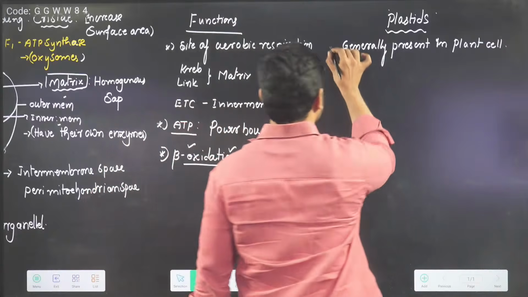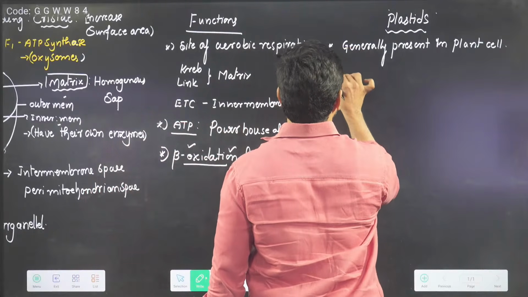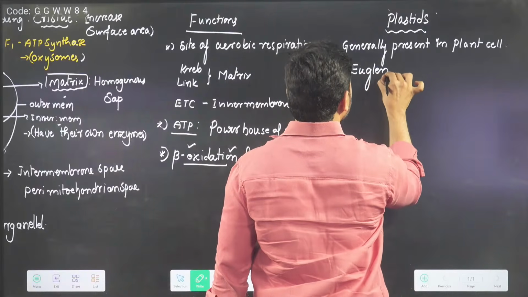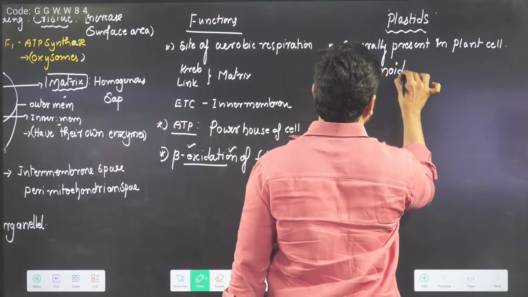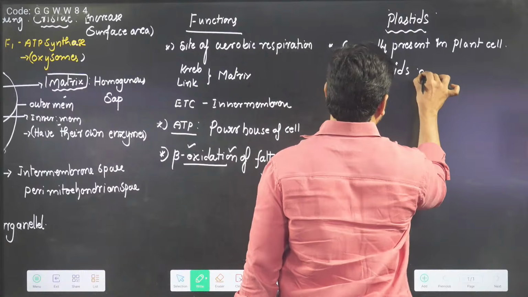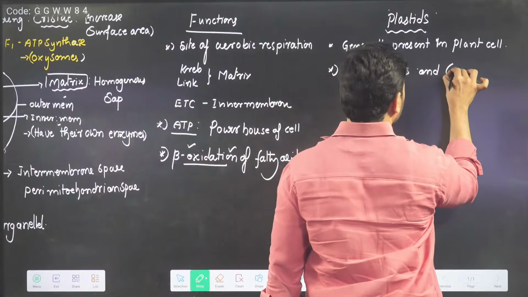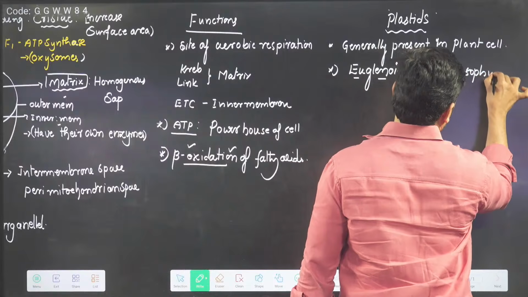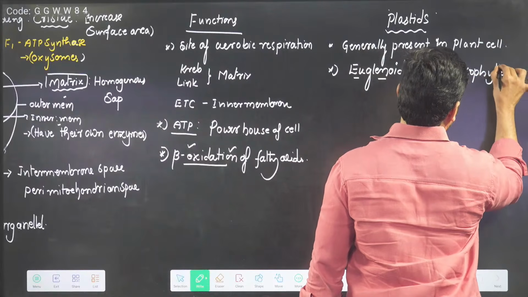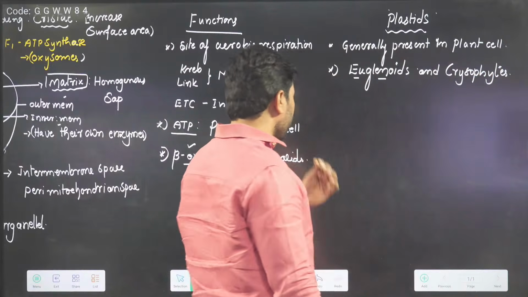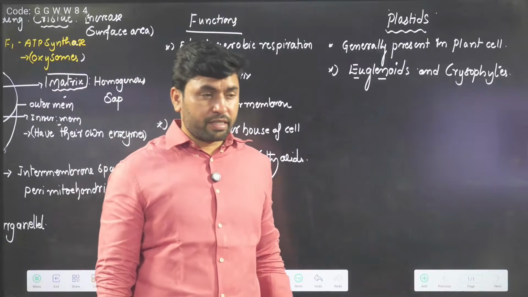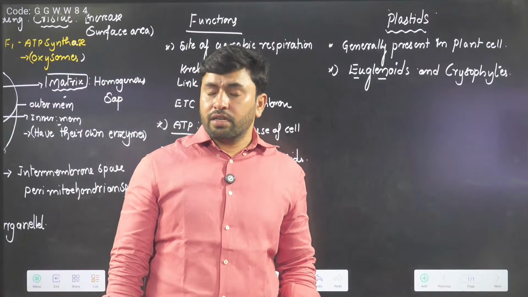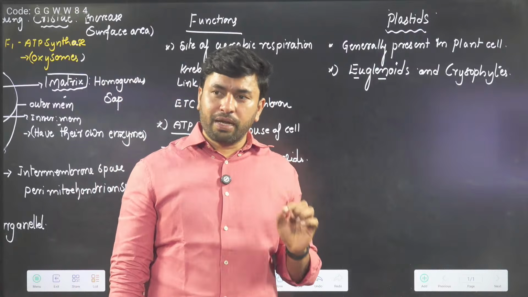And also euglenoids and chrysophytes. In case of biological classification in Protista members, you will come across chrysophytes, desmids, dinoflagellates, diatoms. They're all having the plastids.